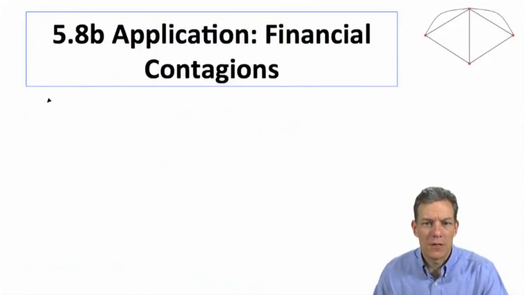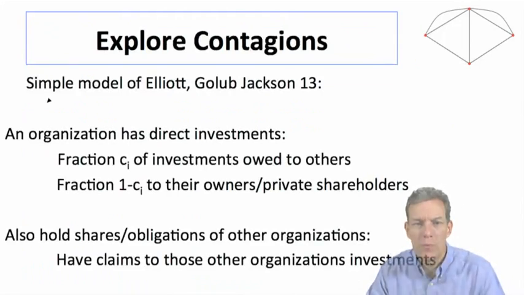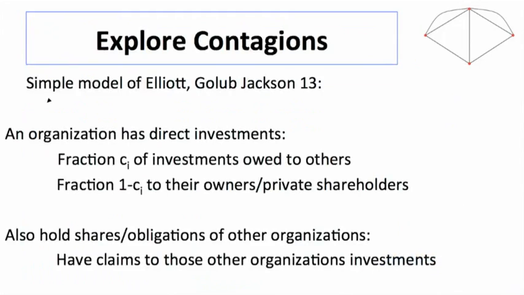Okay, so again, this is the application to financial contagions, and I'm going to talk about a simple model I've been working on with Matt Elliott and Ben Golub. A node is going to be some sort of financial organization. It could be a company, a bank, it could even be a country if you wanted to look at the country level. It has, first of all, some direct investments. So 1 minus C_i of its direct investments will be owed to its owners or the shareholders of the company.